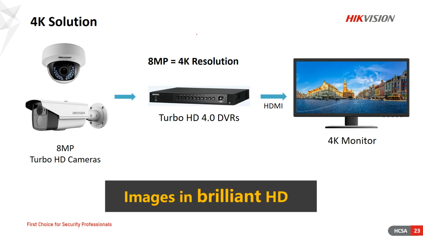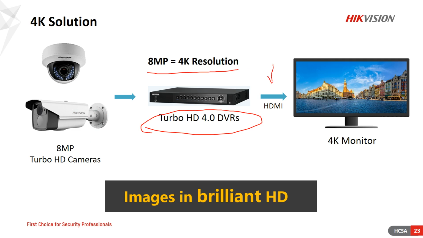And this is the 4K solution. For the 4K solution, as we mentioned before, the analog camera for now is going to support 4K, which is so much higher definition. But if we are going to monitor such kind of high definition video, we just make sure the whole system can support 4K. The camera should support 4K, 8 megapixel. The DVR can support 4K decoding, which is the 8 megapixels view.